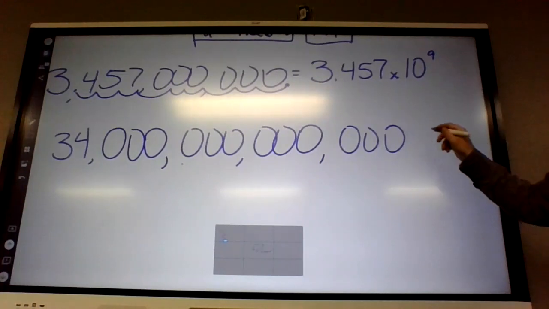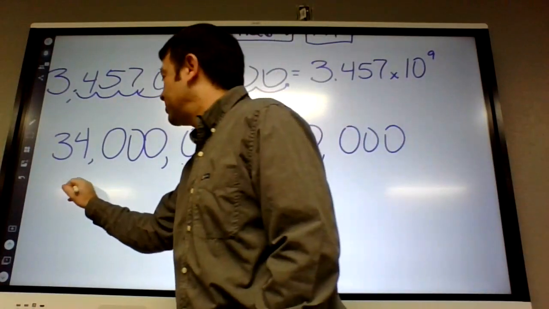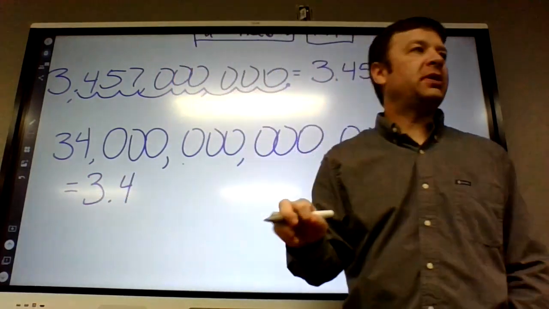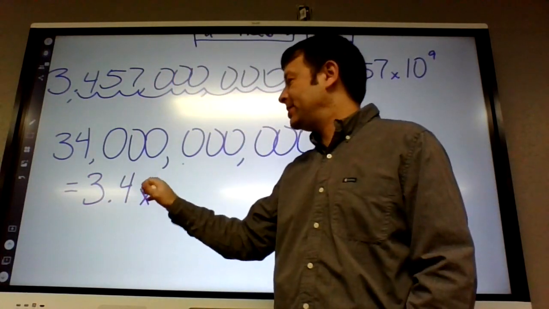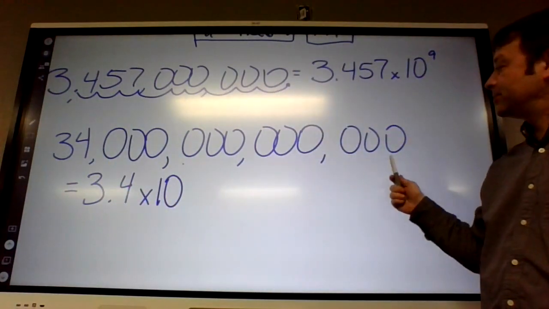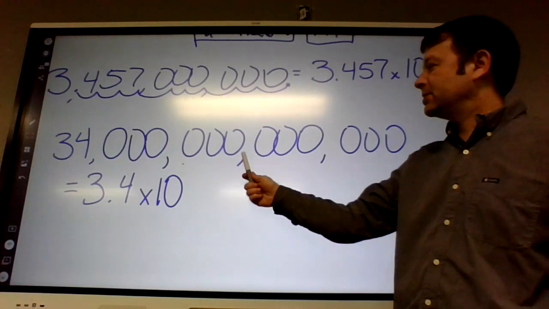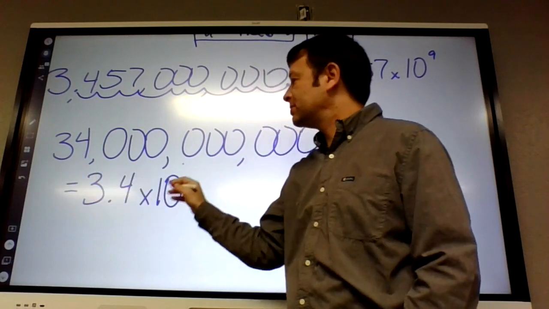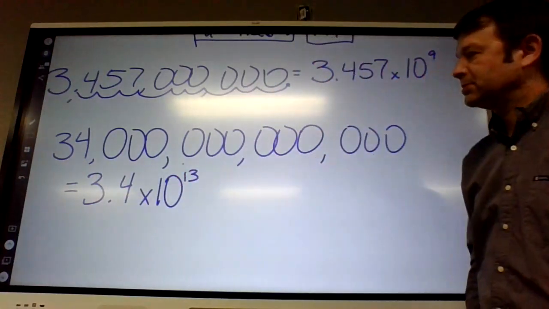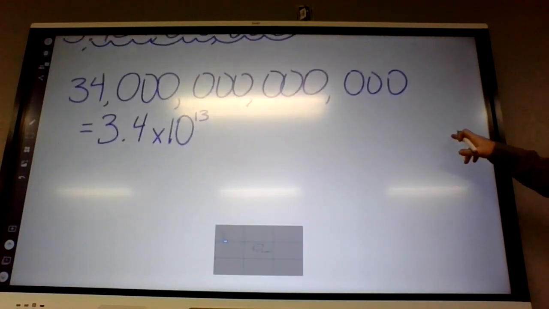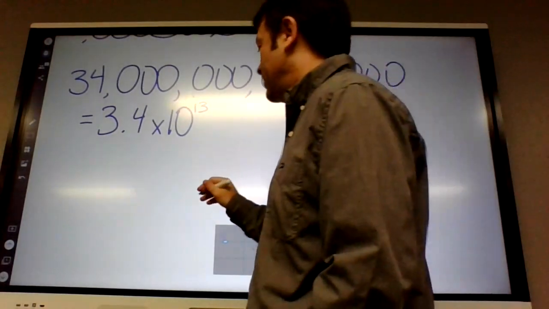Anyways, that's too long. I'm going to write it down here. 3.4, okay, and then times 10 to the, I'm going to count backwards. 3, 6, 9, 12, 13. 13. Okay, but that part's not that bad, right? You can do that. Just can't count, right?